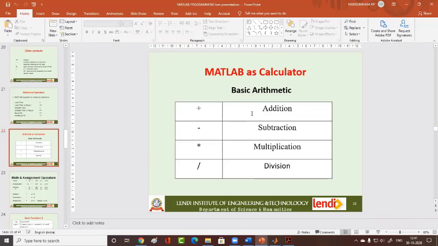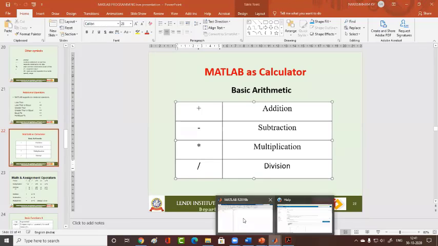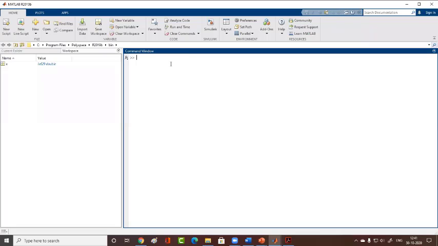And this one is addition, already known. Subtraction is known. Multiplication is also known. Division is also known. We will use all these things one by one. So for addition of two numbers, simply use 1 plus 2. Directly you will get the output.